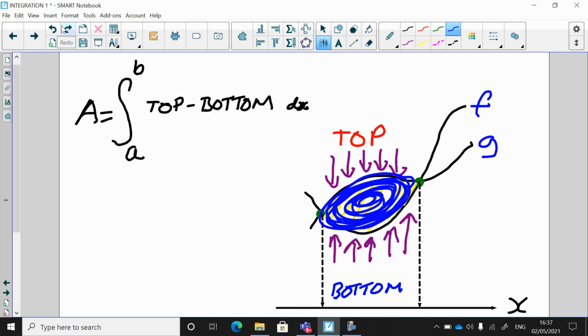What you need to do here is look at the extreme values of x. We'll call that maybe x equals a and x equals b. That's the left and right extent of the area we're looking for. And then it's the top minus bottom, and those are functions we're referring to as f and g.